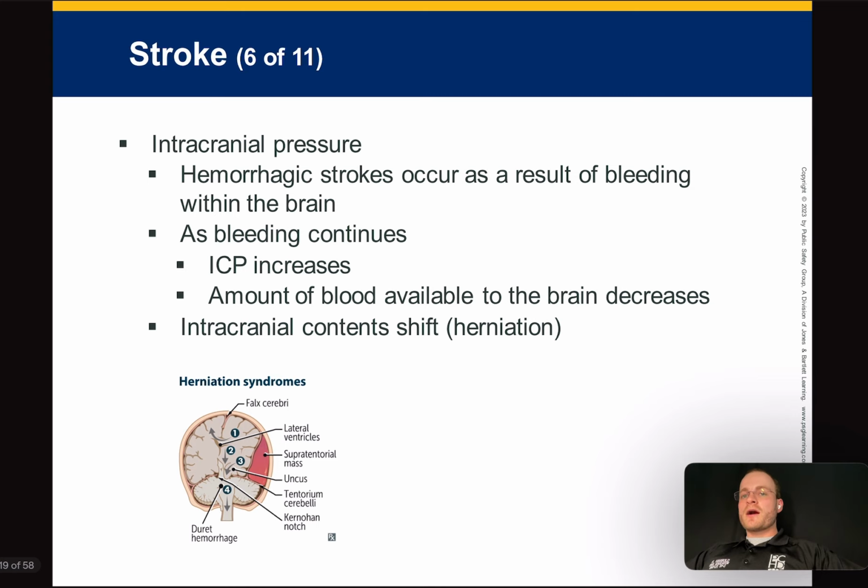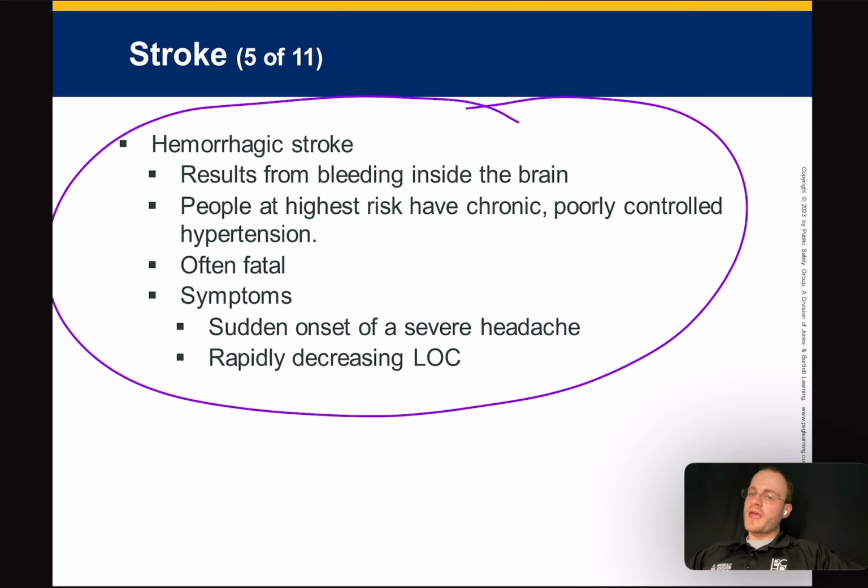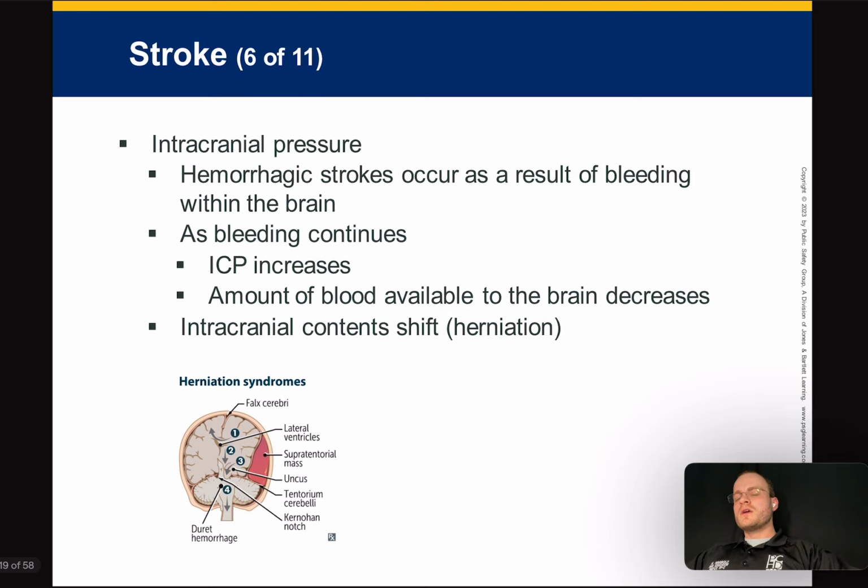One thing I'll say about hemorrhagic stroke is it can happen from trauma. This isn't surprising. If someone hits a baseball bat to your head, you're going to bleed within your skull, and that could cause stroke-like symptoms, okay? Now, we could also have what's called intracranial pressure, okay?